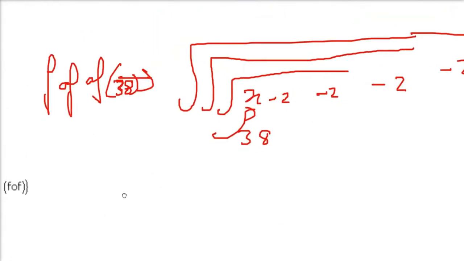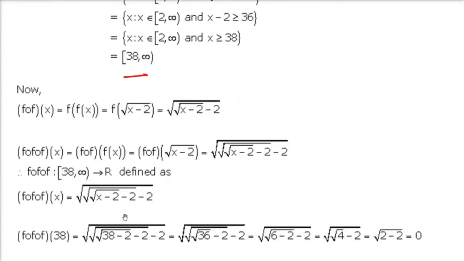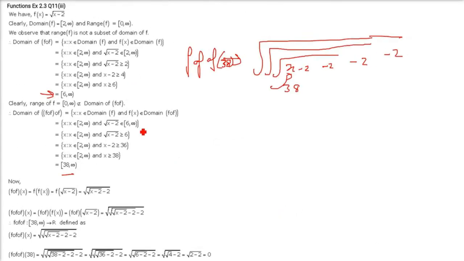So just take it here. 38 minus 2 is 36. 36 under root is 6. 6 minus 2 is 4, and 4 under root is 2. So 2 minus 2 will be 0. So the final FOF of 38 will be 0.